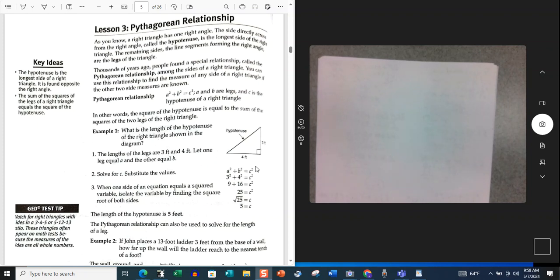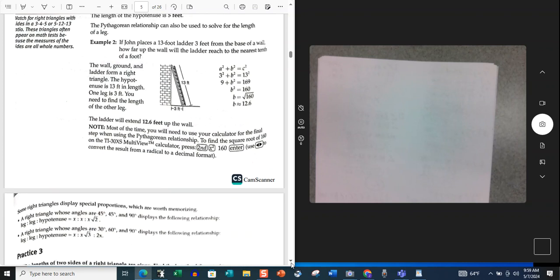Okay, so now, thousands of years ago, people found a special relationship called the Pythagorean relationship. Among the sides of a right triangle, you can use the relationship to find the measure of any side of a right triangle if the other two sides' measures are known. Pythagorean relationship: a squared plus b squared equals c squared. A and b are legs and c is the hypotenuse of a right triangle. In other words, the square of the hypotenuse is equal to the sum of the squares of the two legs of the right triangle. Now we'll come to that with our next example.